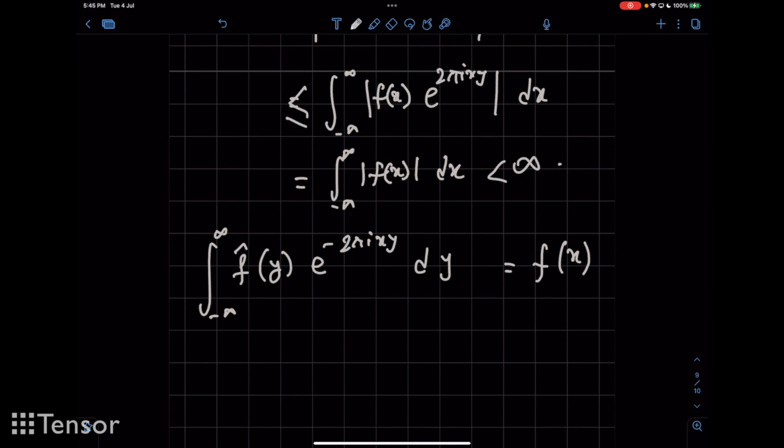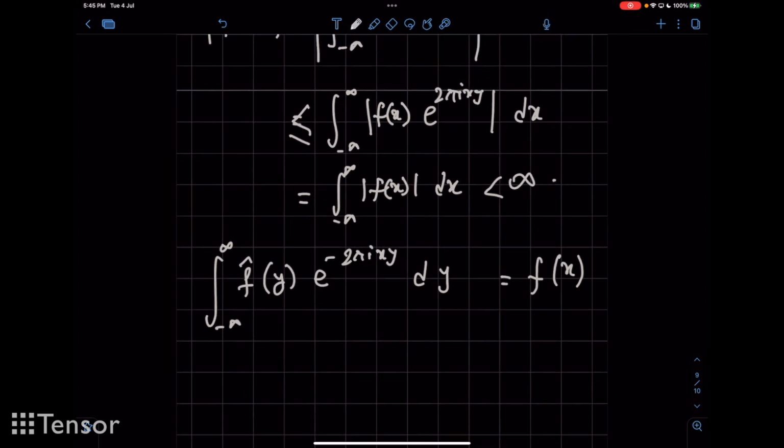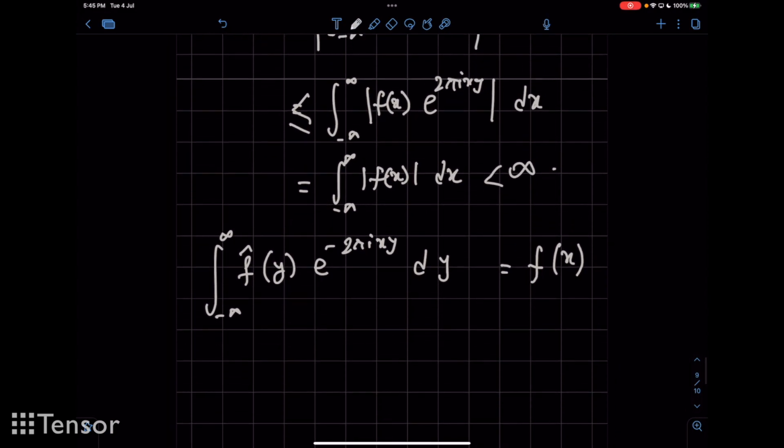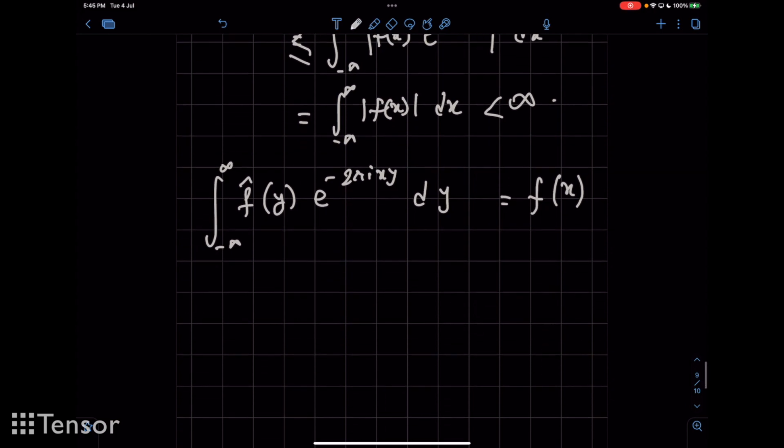Right. So you can verify this very easily. For that, you need to compute some integrals. And if you are familiar with distribution theory, then this is related to the Dirac delta distribution. Okay, I think I can show that real quick.